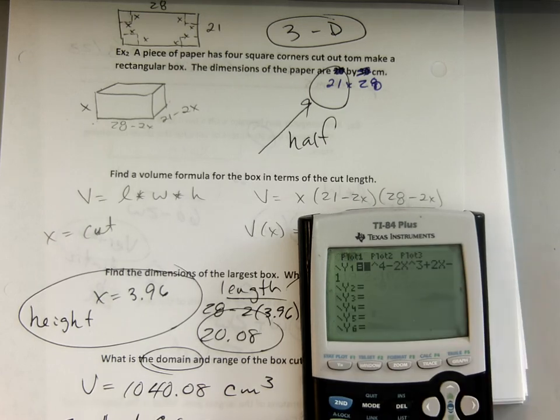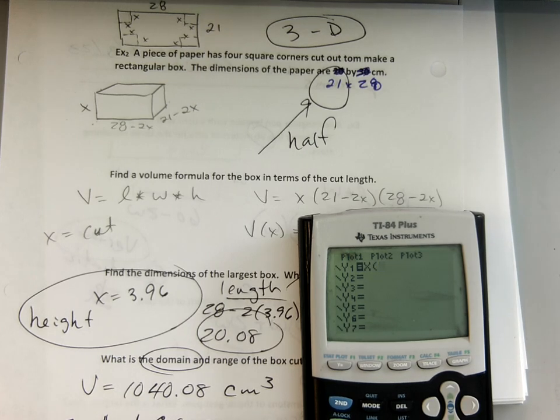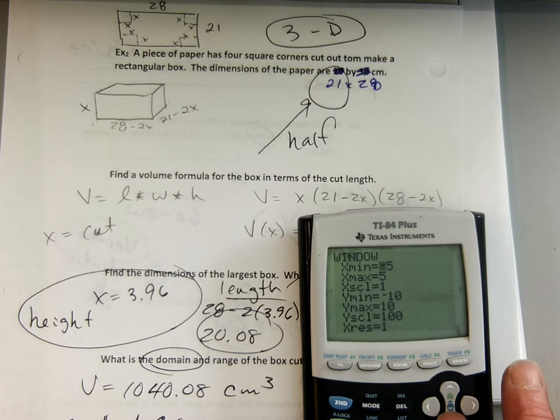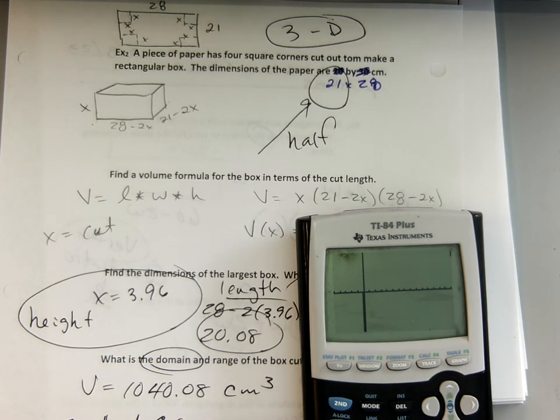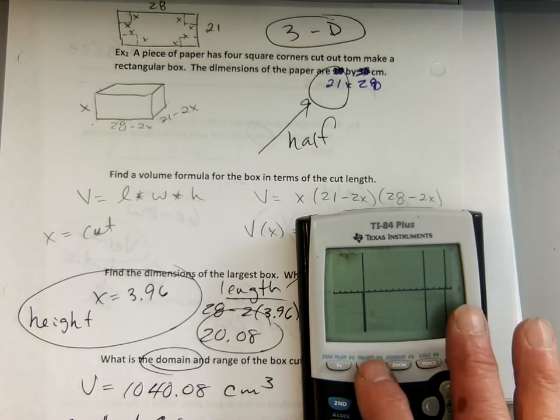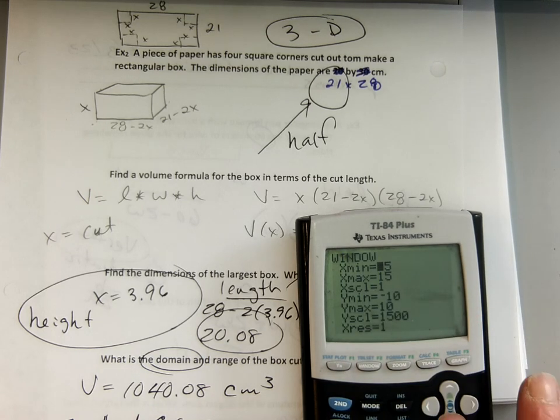Okay, I'll graph it. If I put in my x times my 21 minus 2x times my 28 minus 2x, window, and I knew that was about 1,000. Graph it. Oh, well, hold on. Really? Oh, I put the max in the wrong place. My bad. 15. There we go.